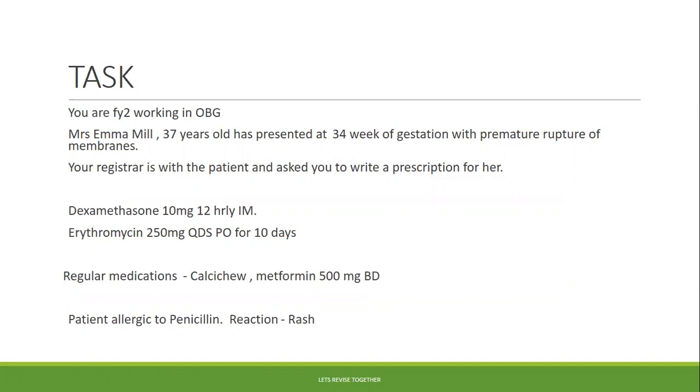Mrs. Emma Mill, 37 years old, has presented at 34 weeks of gestation with premature rupture of membranes. Your registrar is with the patient and has asked you to write a prescription for her. Dexamethasone 10 mg 12 hourly IM, erythromycin 250 mg QDS PO for 10 days. The regular medications are calcium and metformin 500 mg BD, and the patient has an allergic reaction, rash, to penicillin. All right. Thank you.